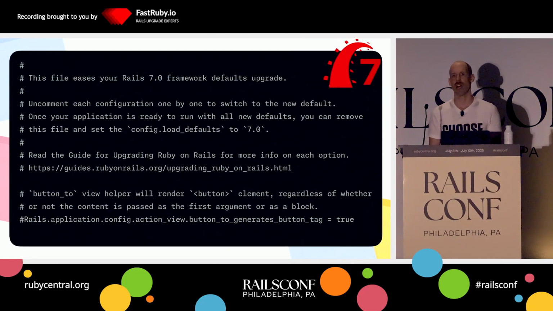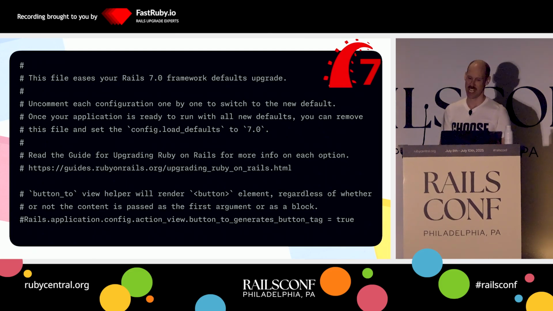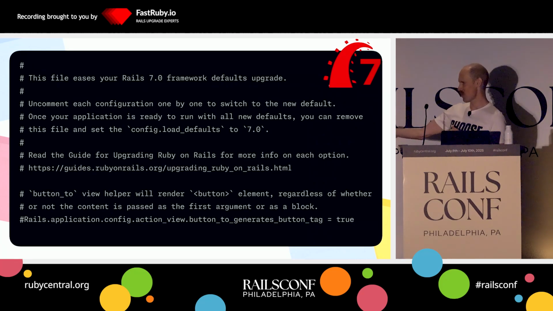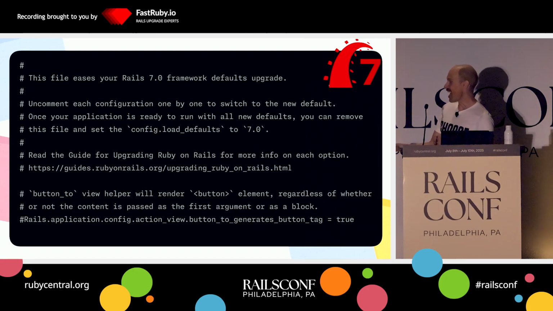So starting with Rails 5.1 and then continuing to today, the format has changed. Now, this file comes with everything commented out. And it also comes with the brand new default coded in. So here is our friend, Rails.application.config.action_view.button_to_generates_button_tag all the way at the bottom. And you can see it's commented out, and the value is set to the new framework default value, which is true. So when I'm ready to take this value, I can just uncomment that line, and I'm good to go.